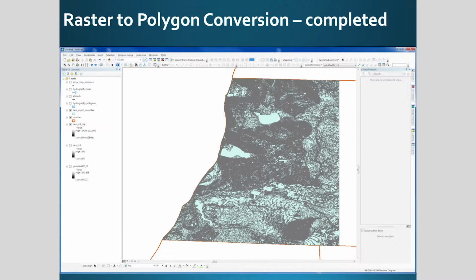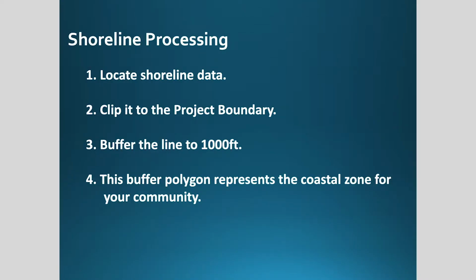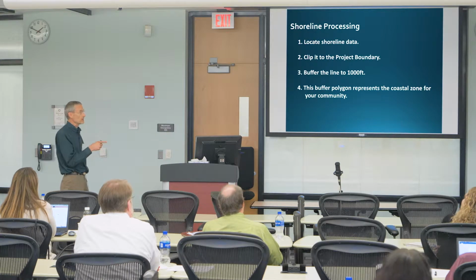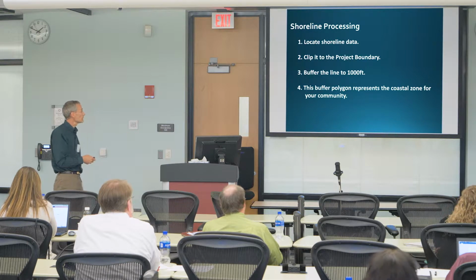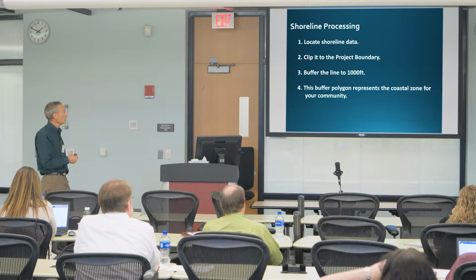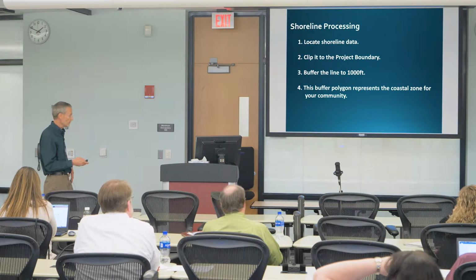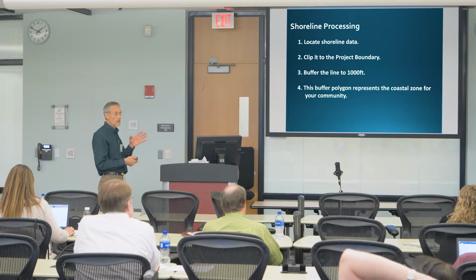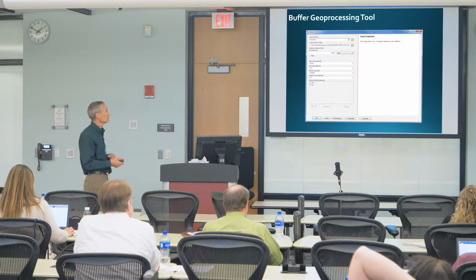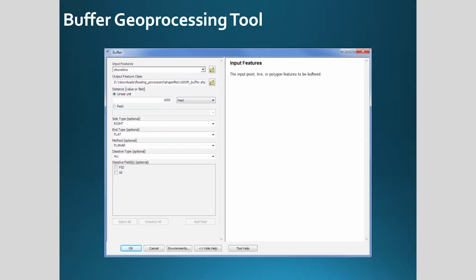My process finished, and now I've got a polygon layer. What we want to do now is clip that to a shoreline. So we've got a shoreline data line file. We're going to clip it to the project boundary as well, because it keeps going up the shore and south of the shore. We want to buffer that line by 1,000 feet and then use that to represent our coastal zone area for that community. So this is the buffer tool.